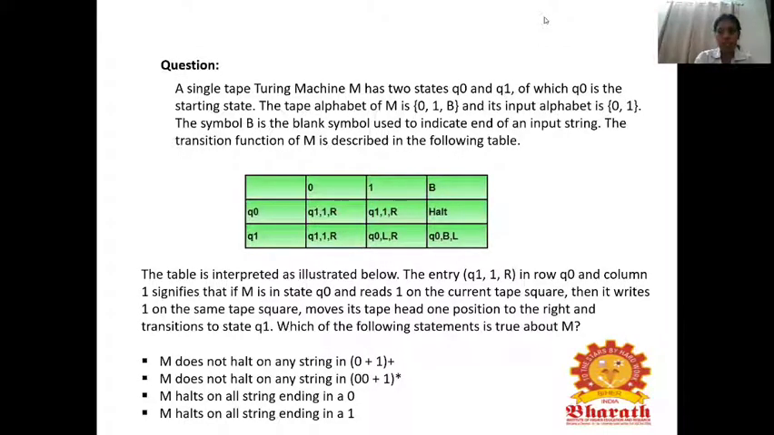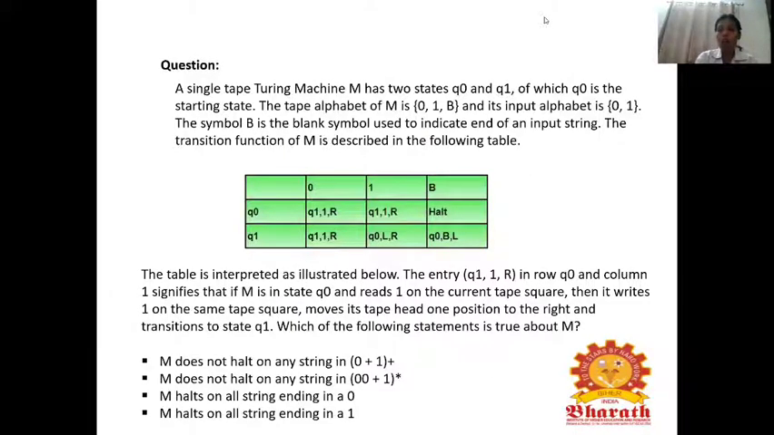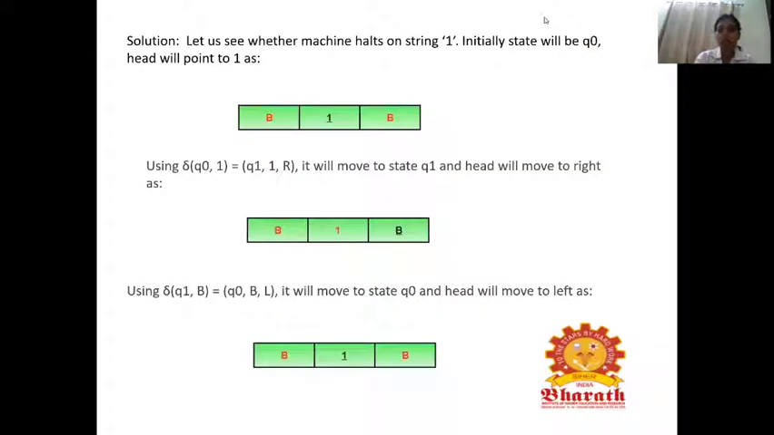The transition function is given and a question is asked how the halt will take place. There are 4 options given: option 1, 2, 3, and 4. So we'll see option 4, that is, M halts on all strings ending in a 1. If we check it with 1, it doesn't halt, it doesn't go to B. So for all strings ending in a 1, it does not halt. So it means that option D is wrong.